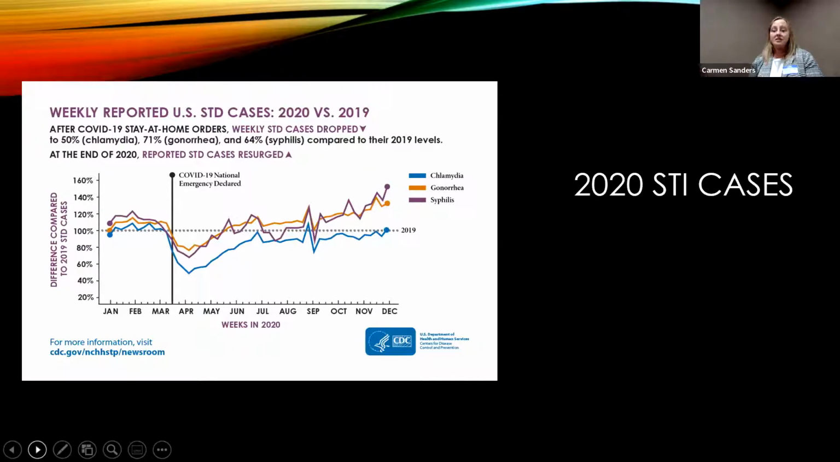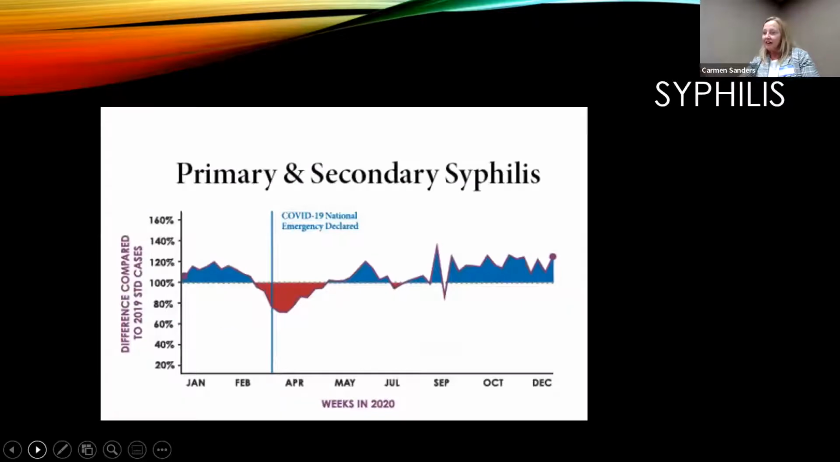The one sexually transmitted infection that really did not make a big comeback and did not exceed their 2019 numbers was chlamydia. I have not found any data that explains why that has not been increasing like the other infections, but that's what the data shows. It's kind of crazy. Let's go ahead and go to the next slide here.